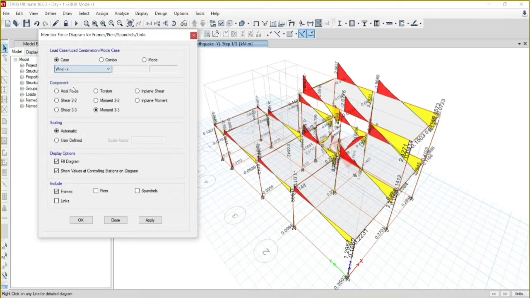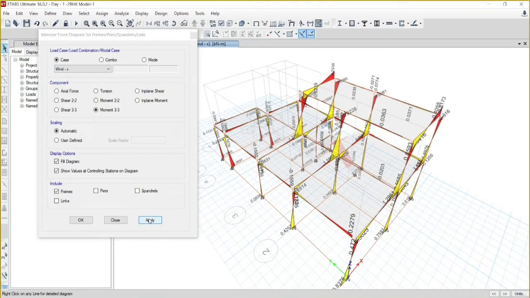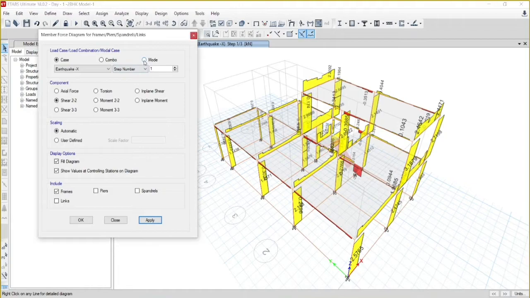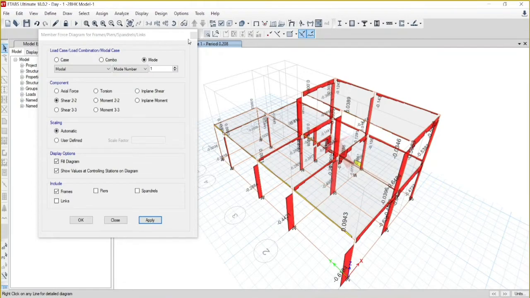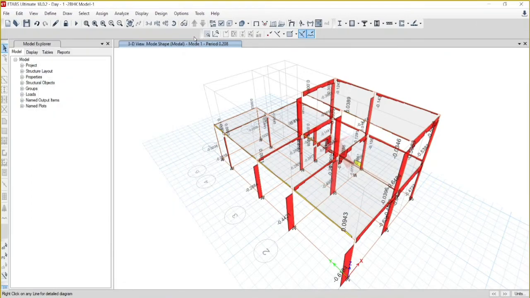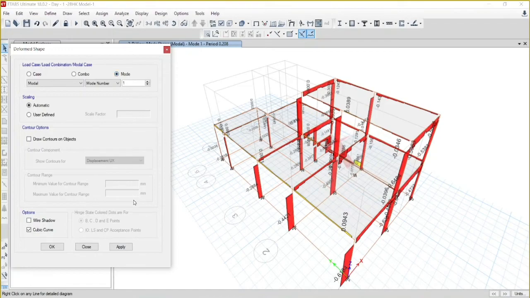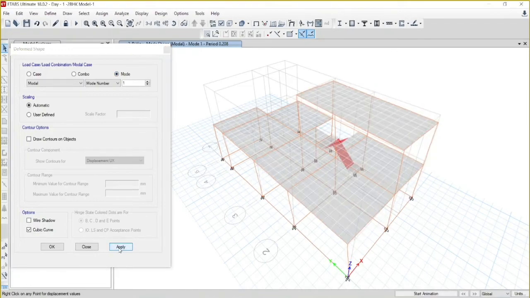And due to wind, also shear force, you can check it here. These are the shear force. Earthquake loading, apply. Also, you can check the mode shape. This is your first mode. If you need to know the mode shape and fundamental modes, you can check it from here. In a dynamic analysis, mode shape is very much required.